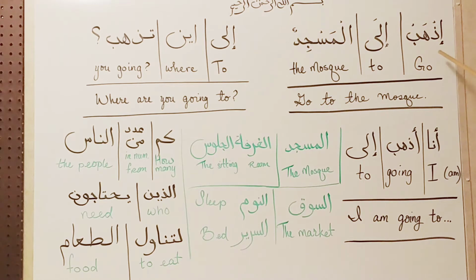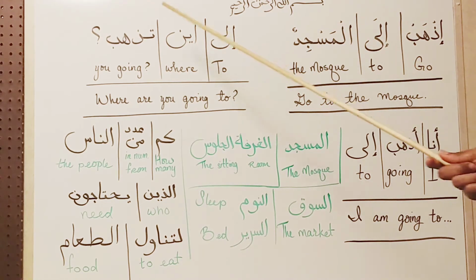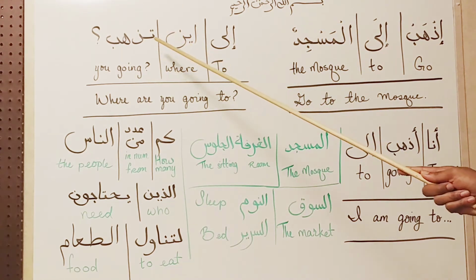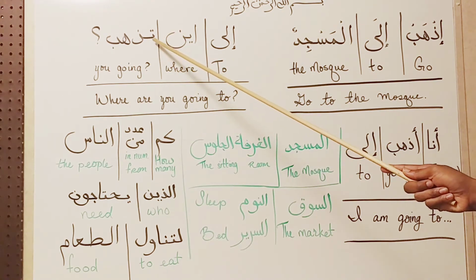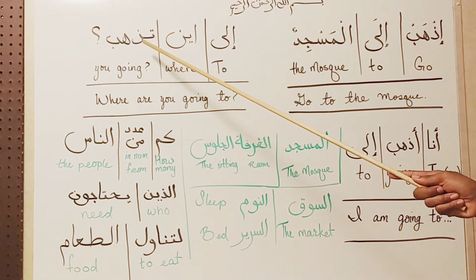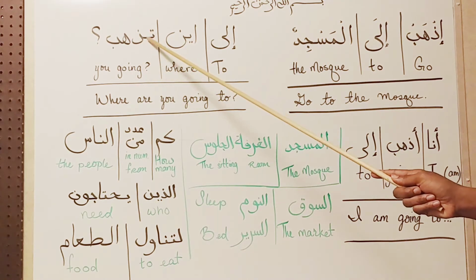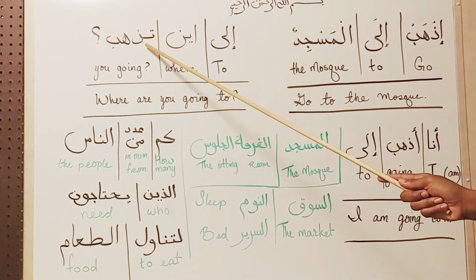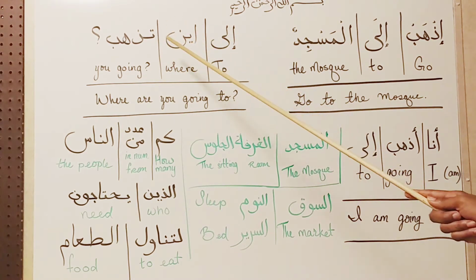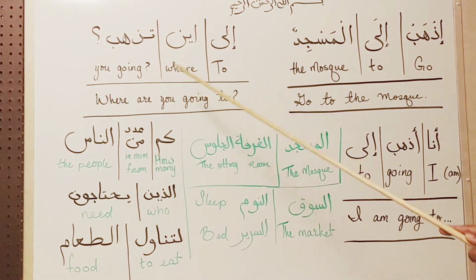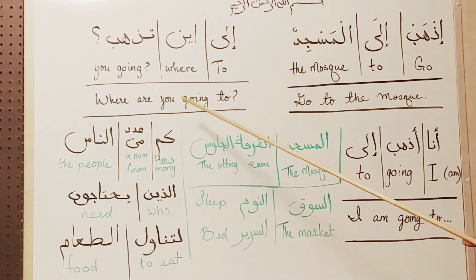تذهب, اذهب. This is a command. This ta here, the root word is ذهب. This ta means you. Similarly, the letter kaf at the end of a word means you. Ta comes from the word anta or anti. إلى أين تذهب? To where are you going, or where are you going to in English?